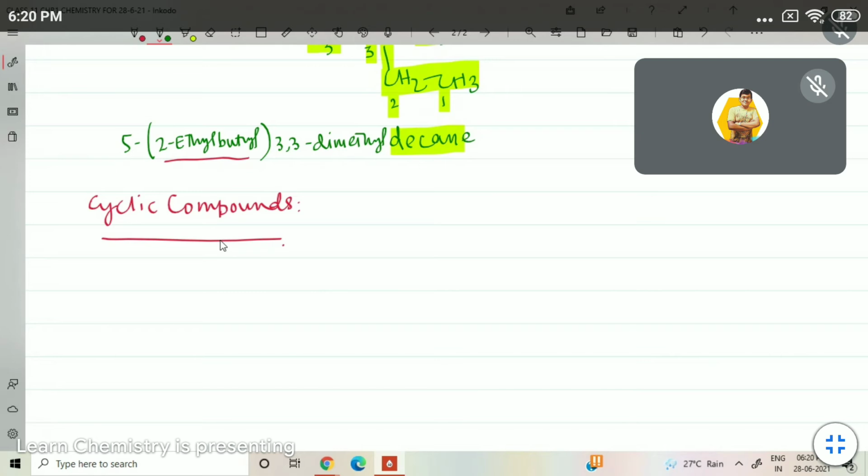So how will you name the cyclic compounds? See this one. This is a cyclic hydrocarbon, right? So how will you name this? Just find out how many carbons are there. 1, 2, 3, 4, 5. So 5 carbons are there. It is obviously a pentane, but it is not a normal pentane. It is cyclopentane.